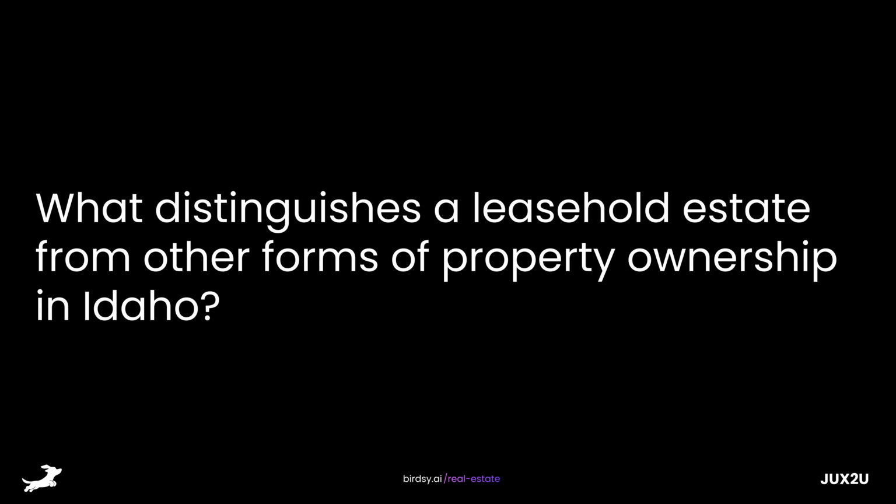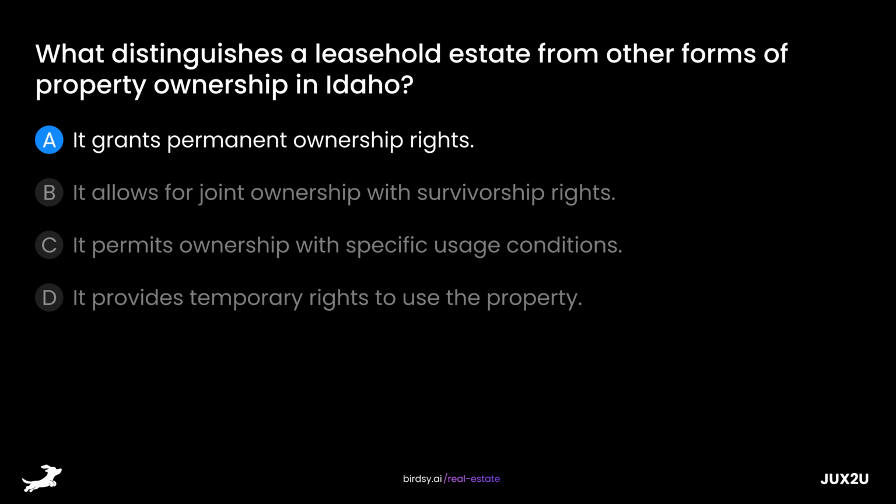What distinguishes a leasehold estate from other forms of property ownership in Idaho? Is it A, it grants permanent ownership rights, B, it allows for joint ownership with survivorship rights, C, it permits ownership with specific usage conditions, or D, it provides temporary rights to use the property? The answer is D. It provides temporary rights to use the property.